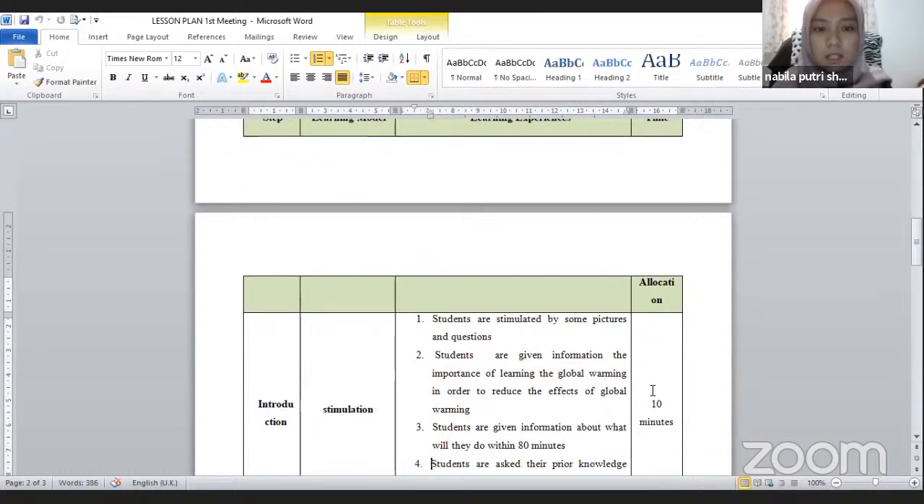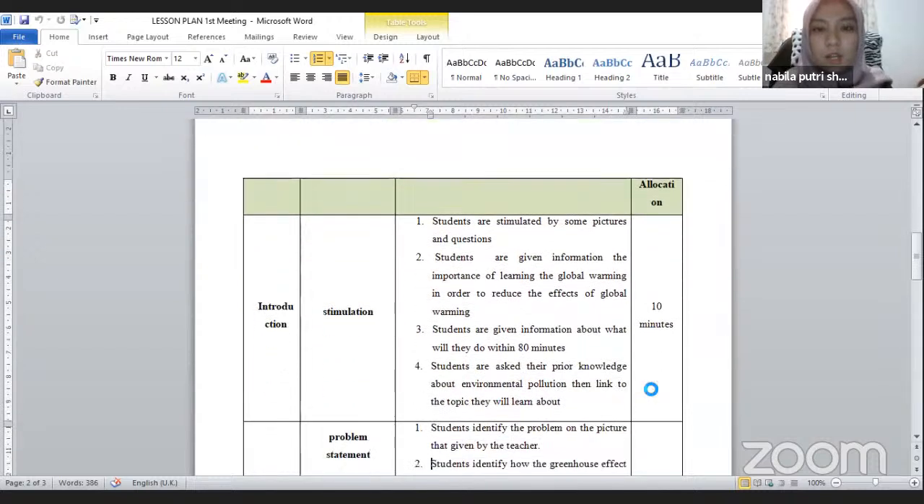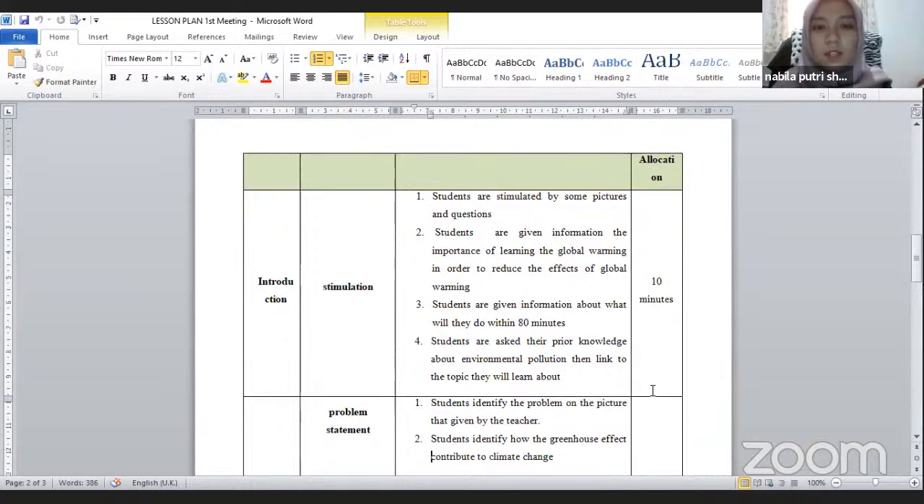The stage is the stimulation. The students are stimulated by some pictures and questions. Students are given information about the importance of learning about global warming in order to reduce its effects. Then students are told what they will do within 80 minutes. Then students are asked their prior knowledge about environmental pollution, which is linked to the topic they will learn about.